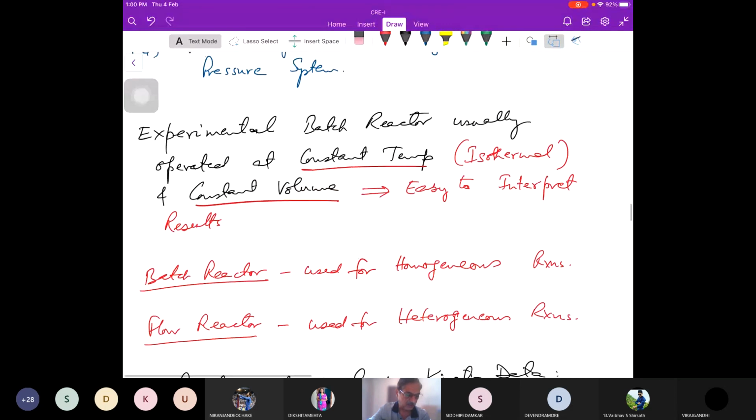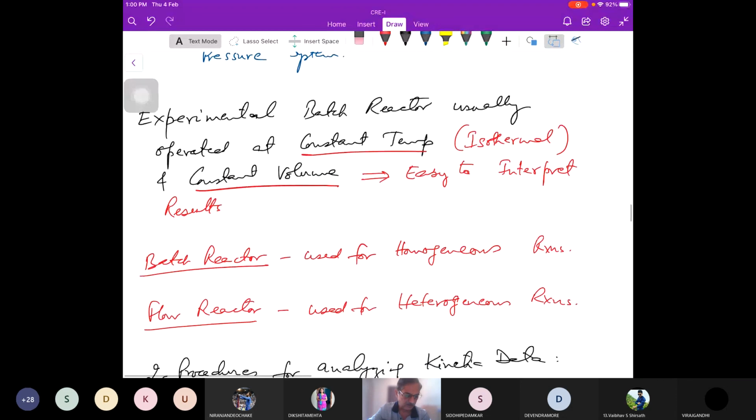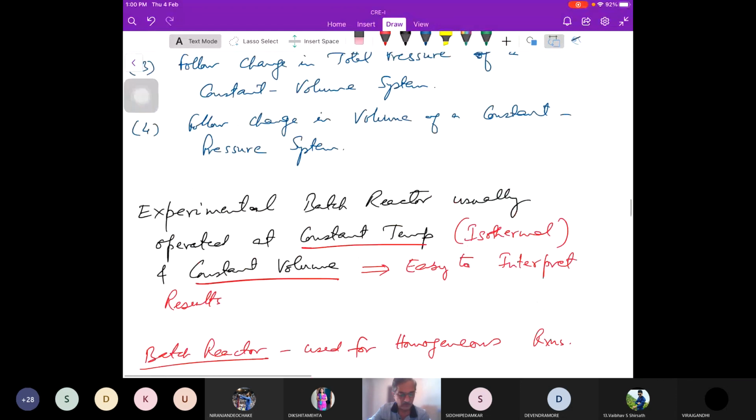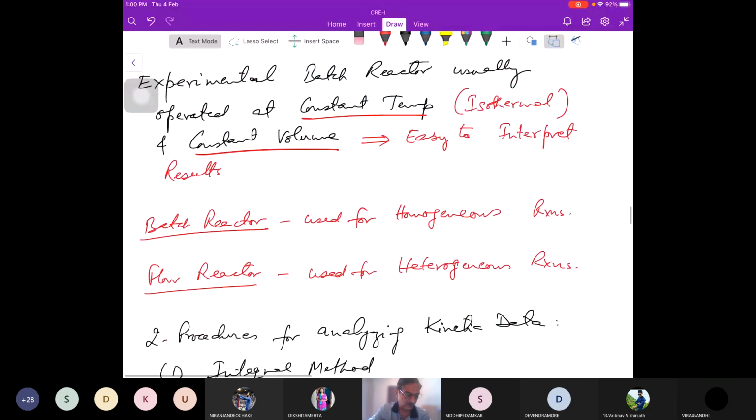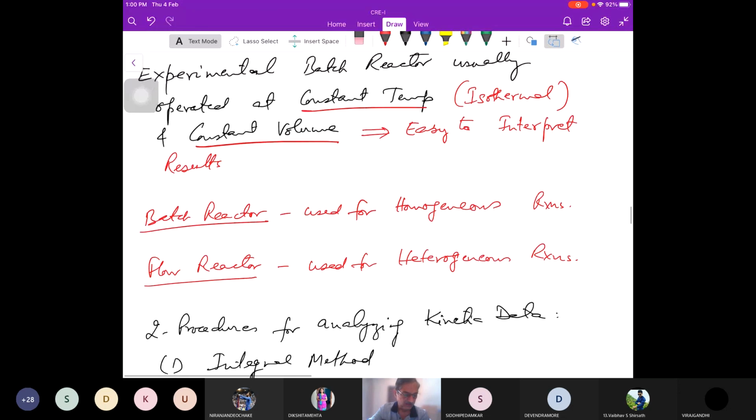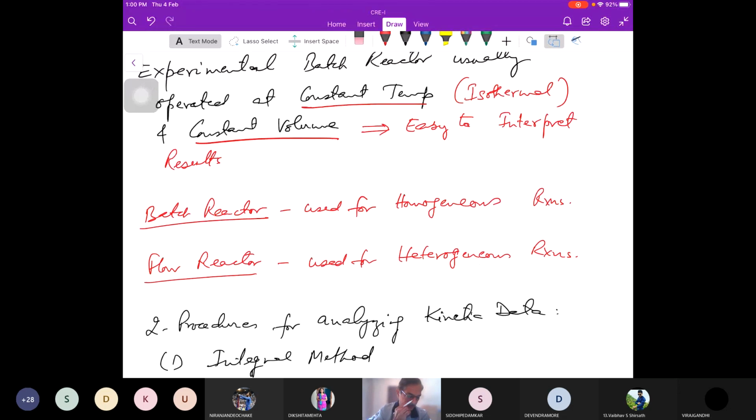So what we do is we normally operate the experimental batch reactor at constant temperature and constant volume, right? And use it to measure how much reaction has happened. This is easy to use and easy to interpret the results. That's why we use a batch reactor. A batch reactor is mostly used for homogeneous reactions, whereas a flow reactor is used for heterogeneous reactions. This is generally what is done.